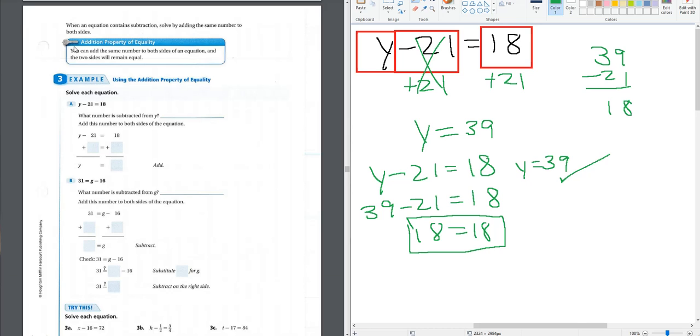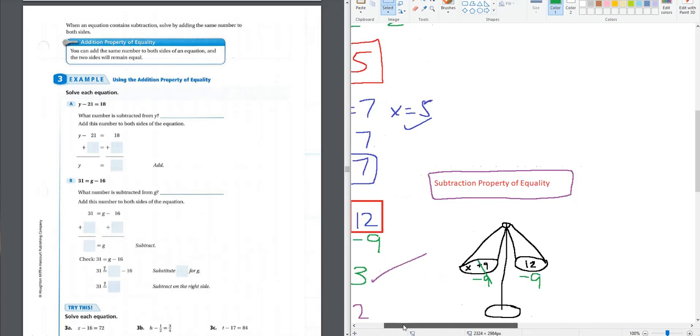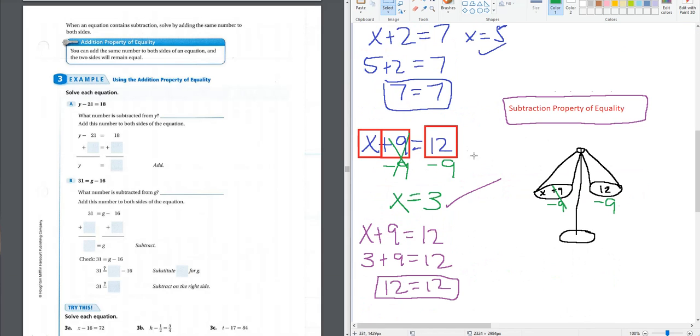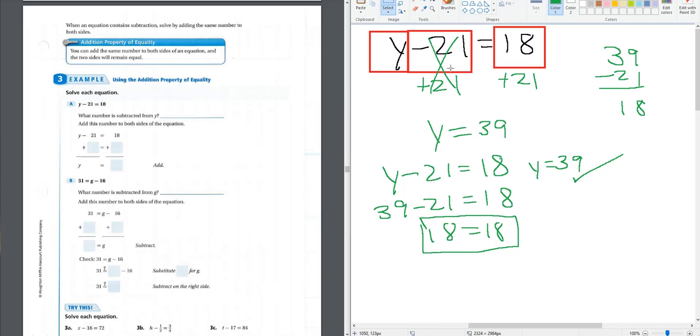This is using the addition property of equality. So it's exactly the same kind of idea as the subtraction property of equality. Let me see, I think it was over here. It's the exact same kind of idea. You can subtract from both sides for that one. This one, instead, you can add to both sides and it will keep the equality. You can add to both the left and the right side and it will still be an equal equation.